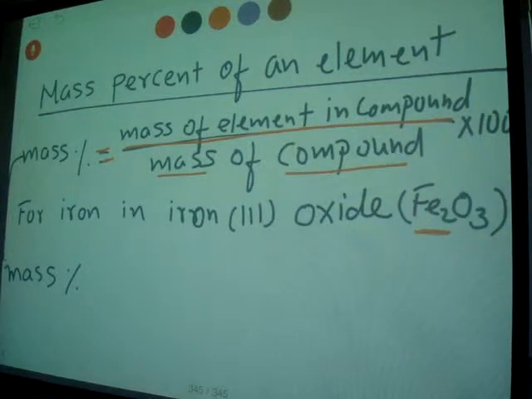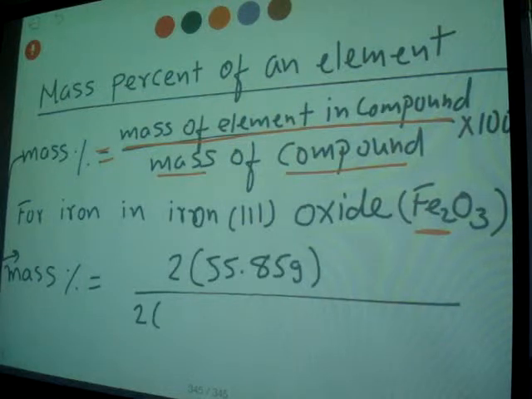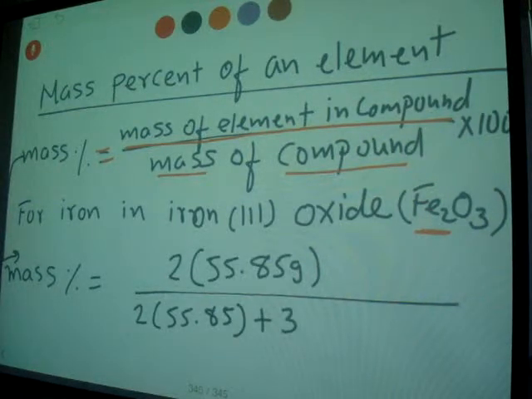The same formula to find iron. Now there are 2 iron atoms, so we can write 2. The formula mass of iron is 55.85 gram. You can find this number from the periodic table, atomic mass. Divide by mass of the compound. We know that 2 is the iron, 55.85 atomic mass, plus 3 oxygen. We have 16 grams of oxygen atomic mass.